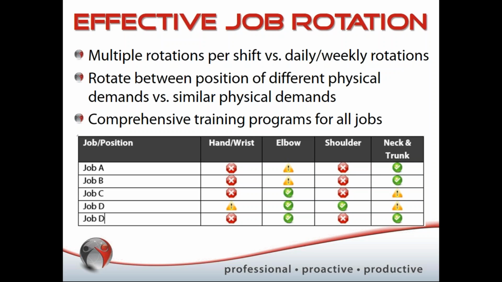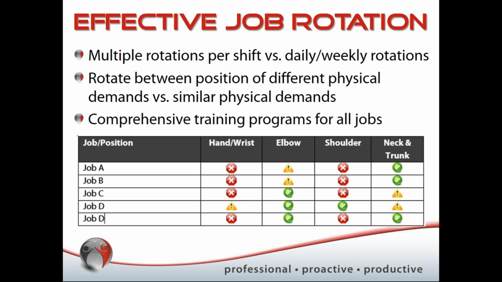So we started to look at this list, and they had a list of, let's say, 15 or 20 positions, and we started to identify which ones had high hand wrist activity, high shoulder activity, and which ones had a balance. So in this case, job D has low and moderate risk in those areas. So that was identified as a good opportunity for rotation. Right, you might actually be able to use that job D as a really good rotational strategy.